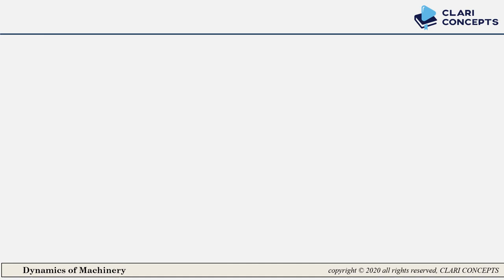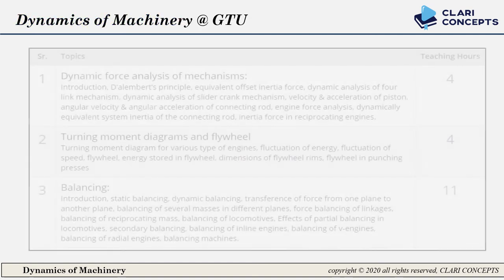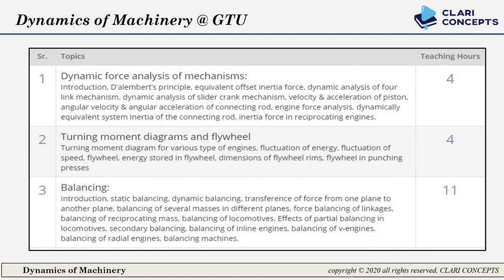So let's move to the syllabus. Your syllabus contains mainly 7 chapters, but actually there are only 5 topics. The first chapter is the first topic, known as dynamic force analysis of mechanisms. In this chapter, we will learn about motion and force applied on any mechanism. The second chapter is the second topic, turning moment diagram and flywheel. In this chapter, we will learn about the device which stores energy and how that stored energy is helpful to use in any machinery.